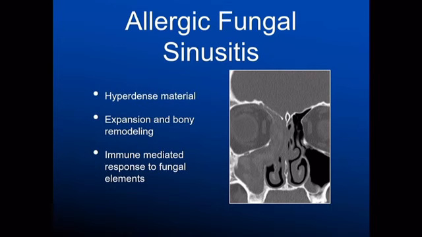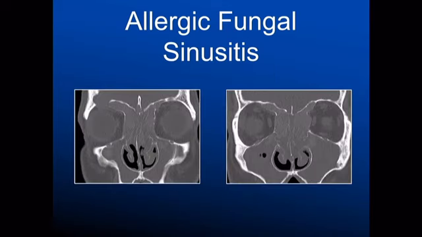And the things that we're looking for are hyperdense material within the sinus, the sinuses being expanded, and bony remodelling within the sinuses. And again, we've seen this case already. There are multiple areas of bony dehiscence, particularly in the frontal sinus, and the sinuses are expanded and hyperdense. So this is a classic picture for allergic fungal sinusitis.